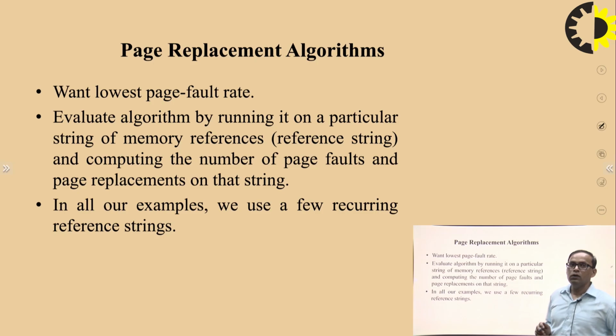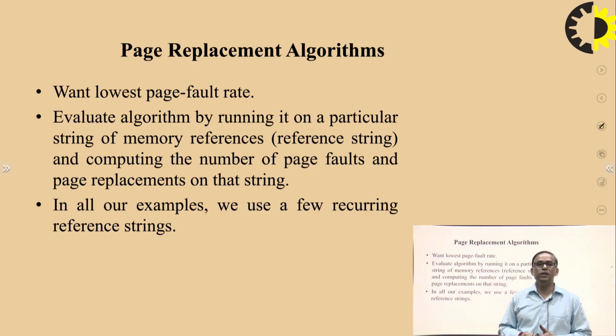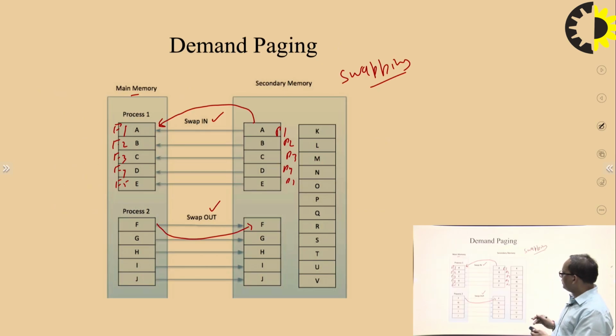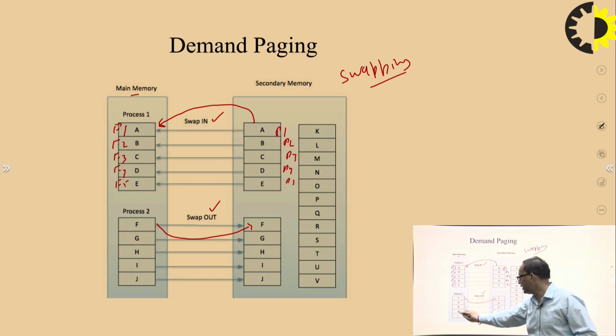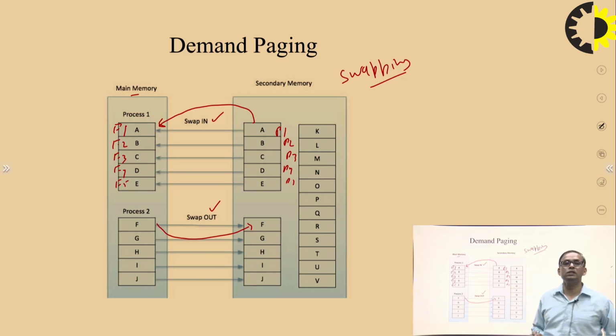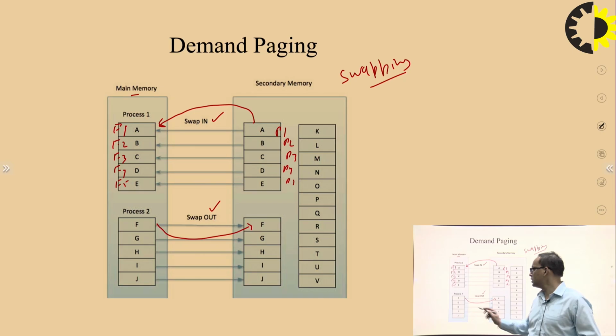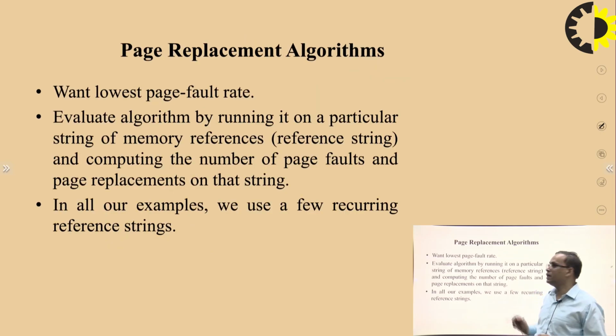Okay. Now, what is the page replacement algorithm? The page replacement algorithm is an important concept. It is the process of swap in and swap out. Suppose there are 5 pages F, G, H, I, J. Then which page will be moved to secondary memory, that is, which page will be removed from main memory? This decision is carried out with the help of the page replacement algorithm.